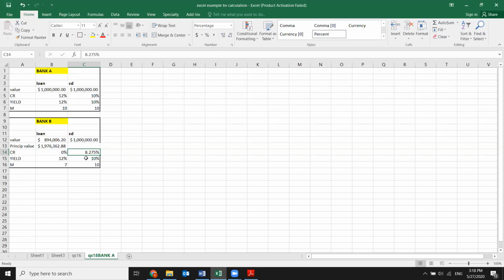And the yield to maturity on this is 10%, and the number of years is 10 years. So the loan and the CD pay interest annually. So both. This is the information we have here. So two banks, okay? Now we can see the picture of the balance sheet of two banks, how they work. Okay, good.